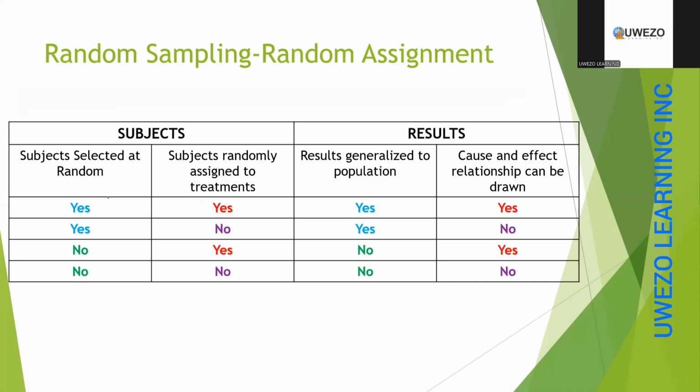So only when the subjects are selected at random can you generalize the results to the entire population. Similarly, only when you are assigning the sample randomly to the treatments can you talk about cause and effect appropriately.